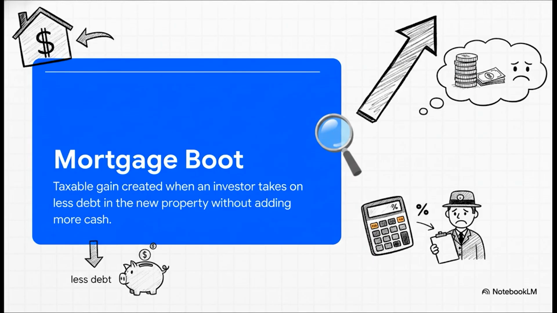If they replace less debt or less property, they create something, with very confusing terminology, called boot, which becomes taxable. And that's a regular 1031 exchange.